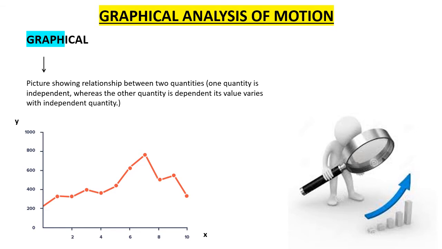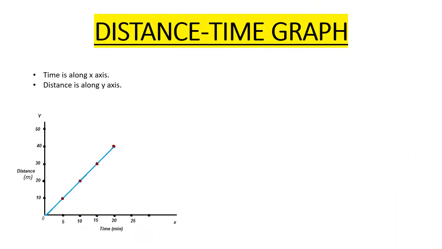As you can see, it is drawn here. It is a relationship between two quantities. One quantity is drawn on x-axis, whereas the other one is drawn on y-axis. One is independent and the other is the dependent quantity. First of all, we will study distance time graph. As you can see from the title, the graph is between distance and the time. Time is always drawn on x-axis, whereas the distance is drawn on y-axis.